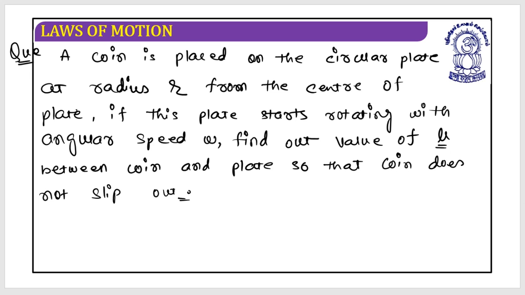Go through the data one more time and very carefully. What does it say? It says that a coin is placed on the circular plate at radius r from the center of the plate, and if this plate starts rotating with an angular speed of omega, I need to find out a value of mu between the coin and plate, so that the coin does not slip out.